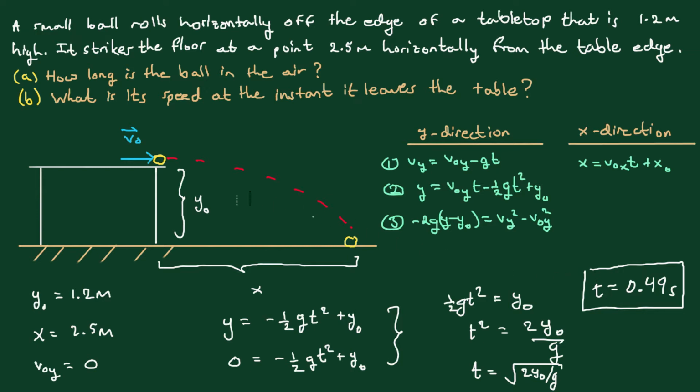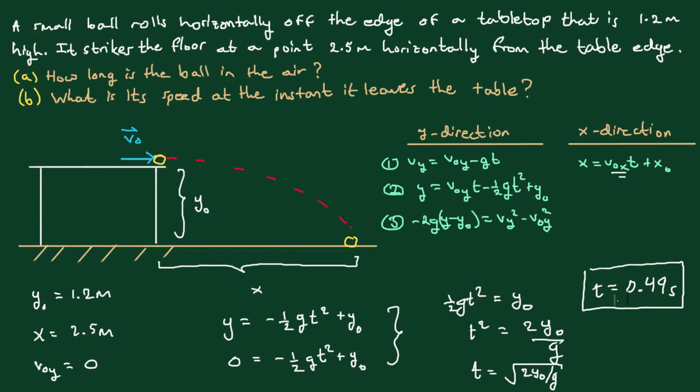Now, as for part B, we're asked what is its speed at the instant it leaves the table. So again, we go back to the tabletop and we keep in mind that the ball has only an initial x velocity, no y velocity, because it rolls horizontally off the tabletop. So if we want the speed at the instant it leaves the table, that means we're looking for v0x, the speed in the horizontal x direction, because that's the speed at which the ball leaves the tabletop.